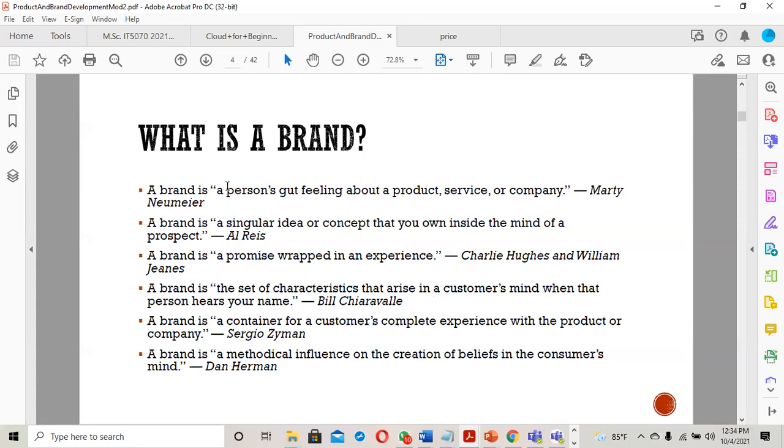So see, there's something common about all these ideas. It's not a tangible thing. You cannot touch it. It is something that exists in the mind of the customer. When the customer hears the name of your product or your company, the mental pictures that pop up in his or her mind define your brand. It's a purely mental thing.